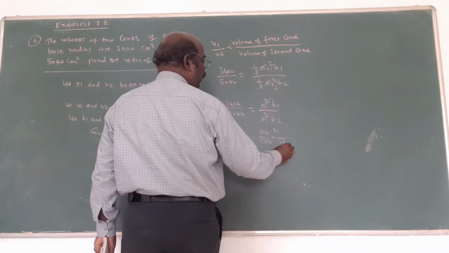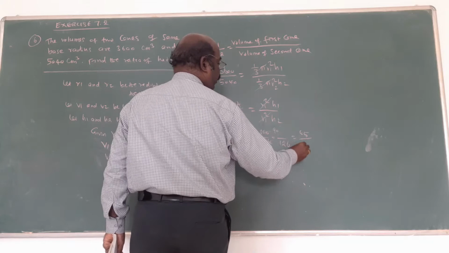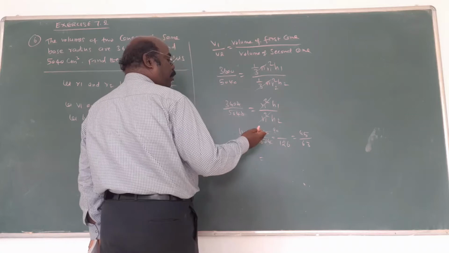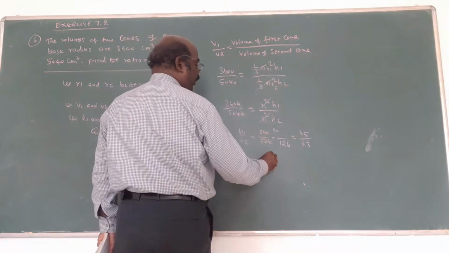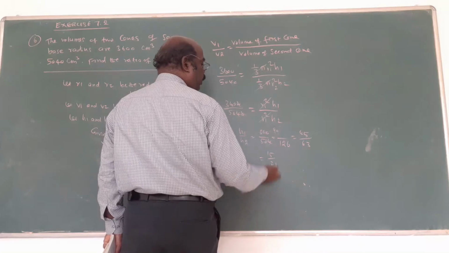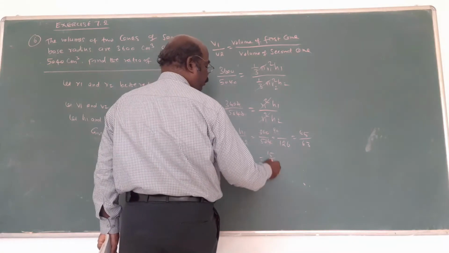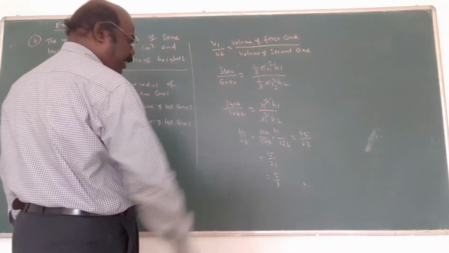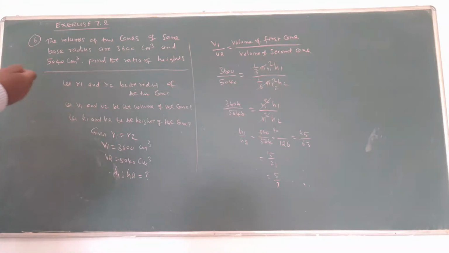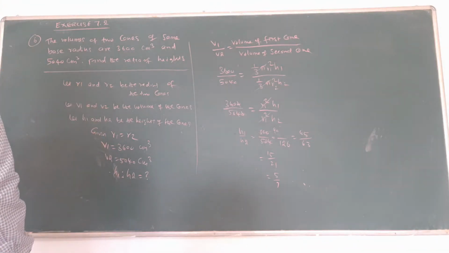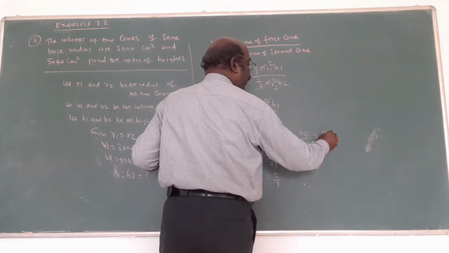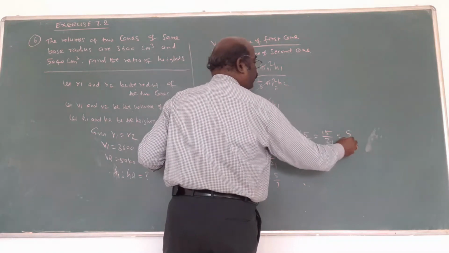Again 45 by 63. Again 3 table. Am I right? 3 table, 15 times, 21 times. Again, 3 table, 5 by 7. Am I right? The answer is the same. I am remaining with the minimum 2 table, 4 table, 3 table. If you want, use them. Otherwise, directly you can cancel. You get the answer 5 by 7. Am I right? 15 by 21 equal to 5 by 7.